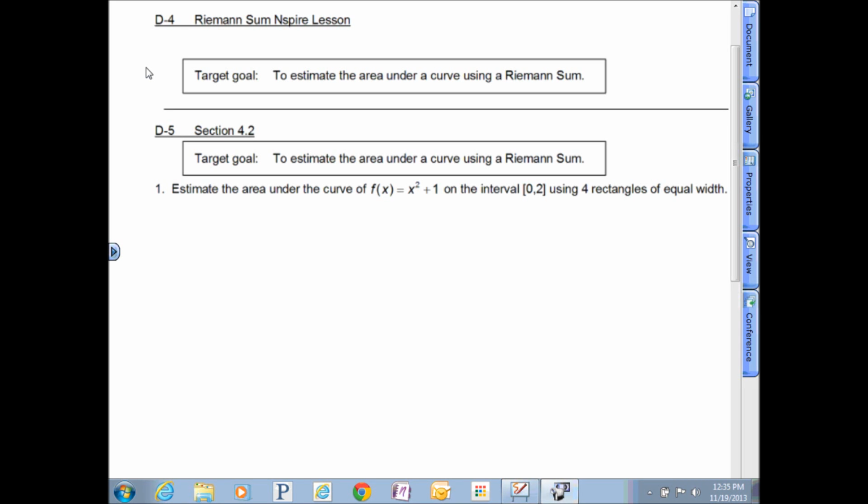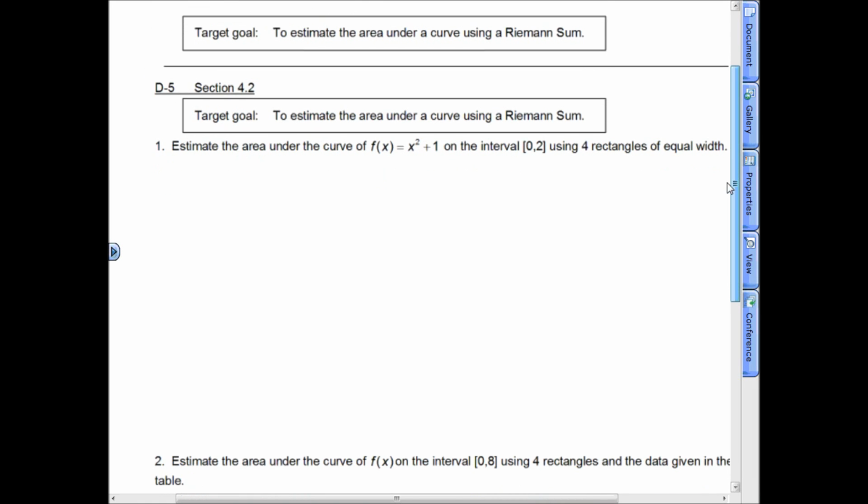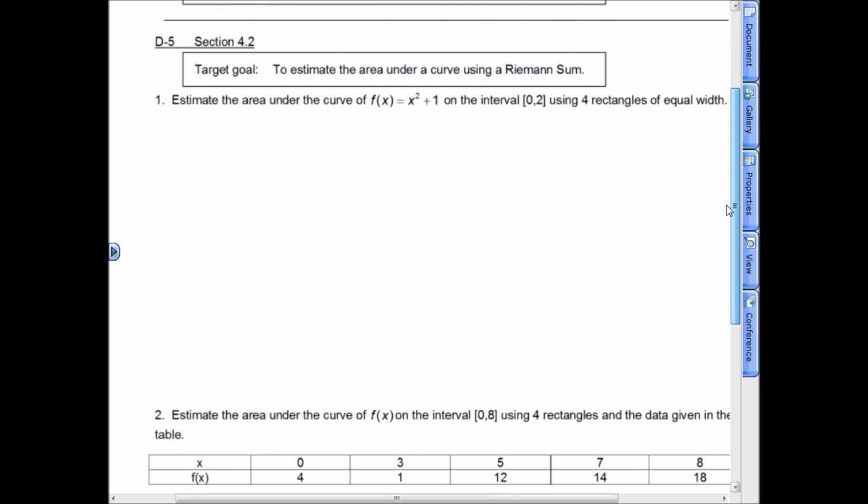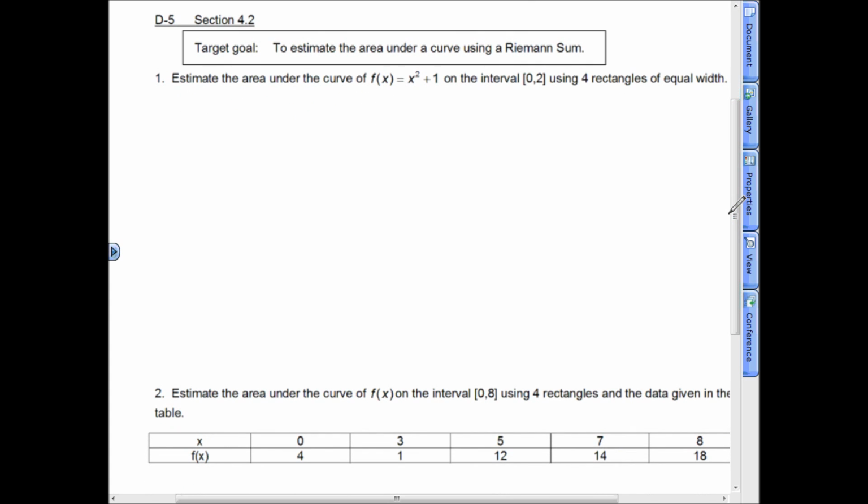Fifth day in chapter 4. Now we're trying to use these Riemann sums, which will give us an area under a curve. We're not going to be able to come up with this exact area, but we're trying to estimate it. So let me give you a little example here.